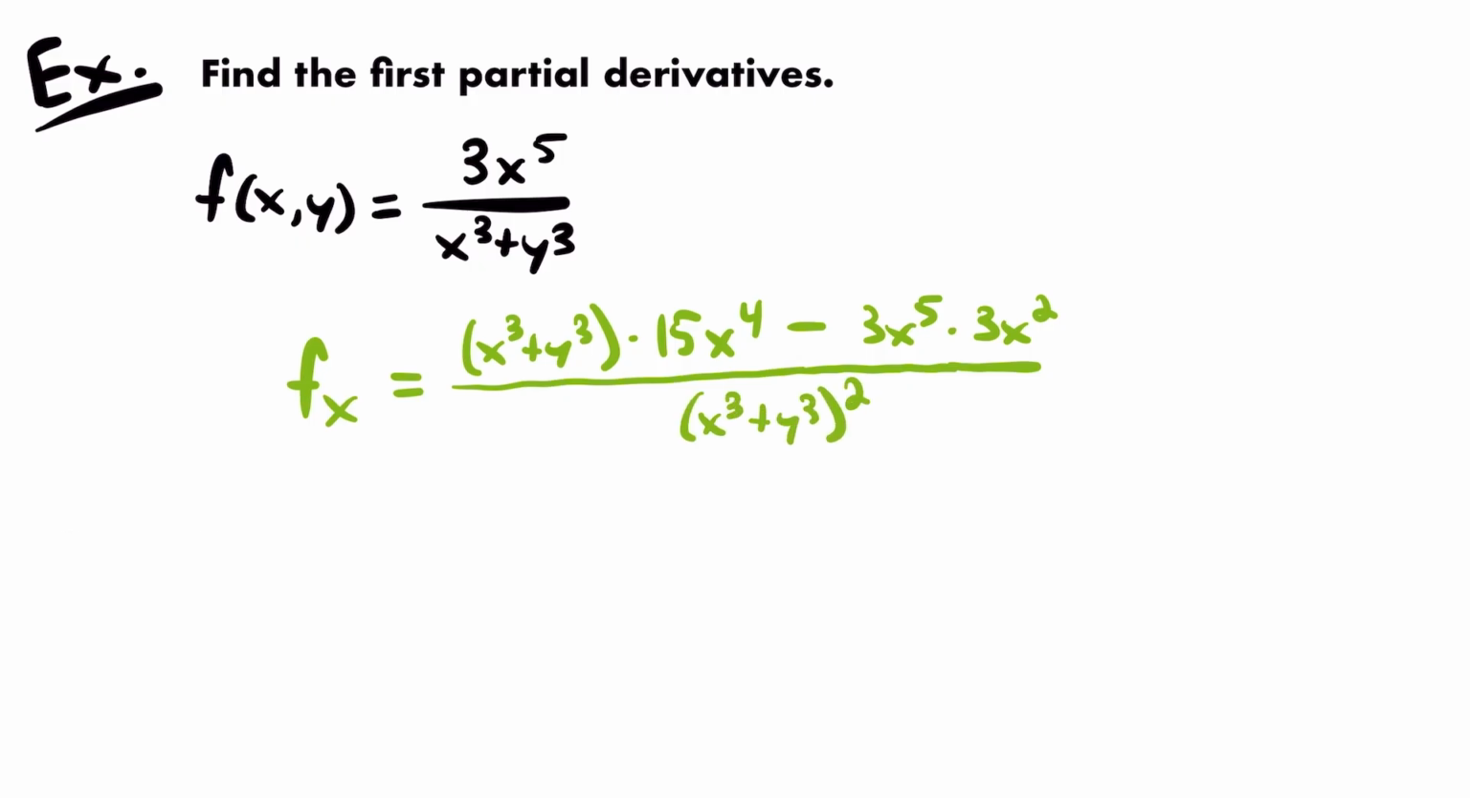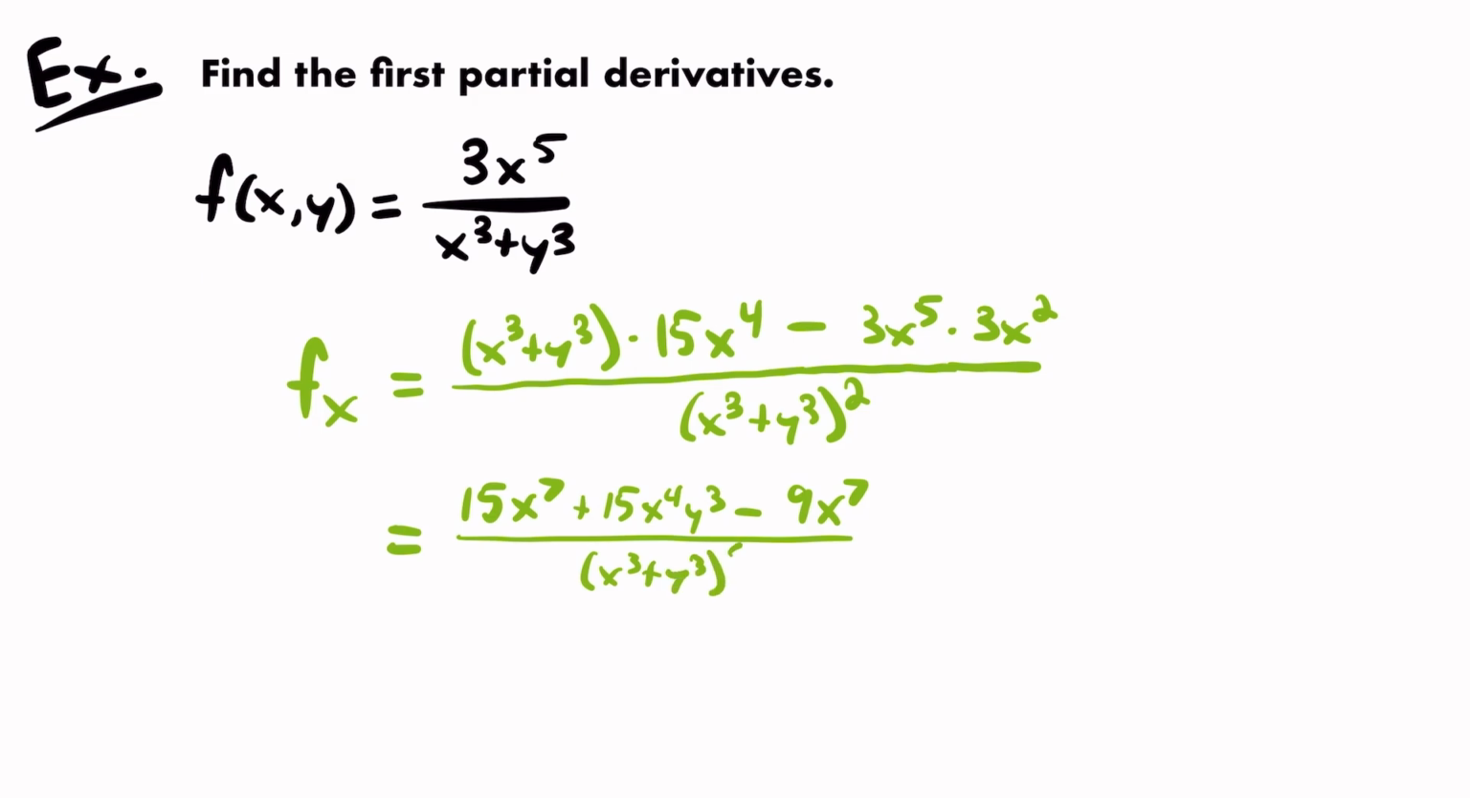And so now all there's left to do is simplify. And it would be helpful to distribute this term through this quantity. So I'll do that here. 15x to the power of 4 times x cubed. Add those exponents and you'll get 15 times x to the power of 7. And then multiplying it by y cubed, you'll get plus 15x to the power of 4 times y cubed. And then we're subtracting 3x to the power of 5 times 3x squared. 3 times 3 is 9. And then add those exponents and you have x to the power of 7. So we have 9x to the power of 7, all divided by x cubed plus y cubed squared.